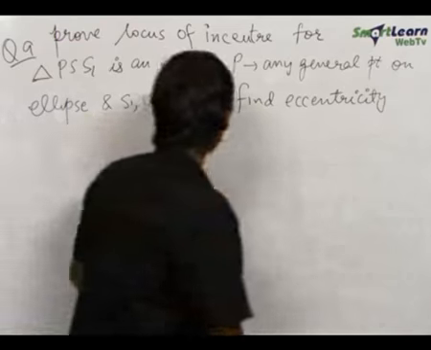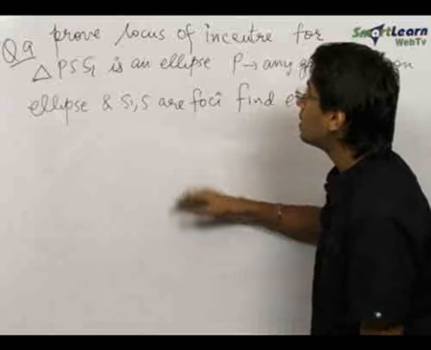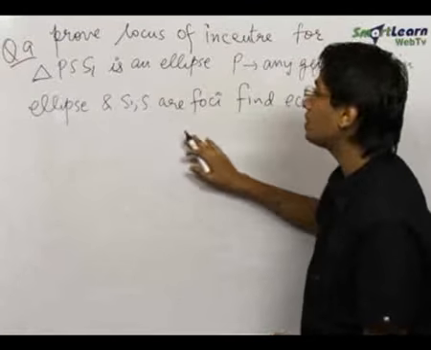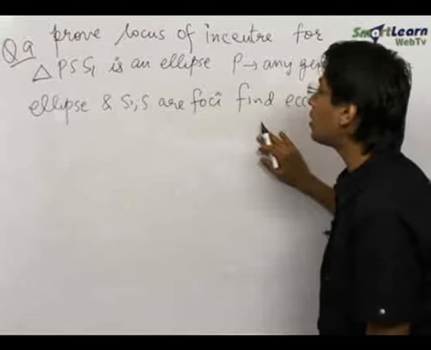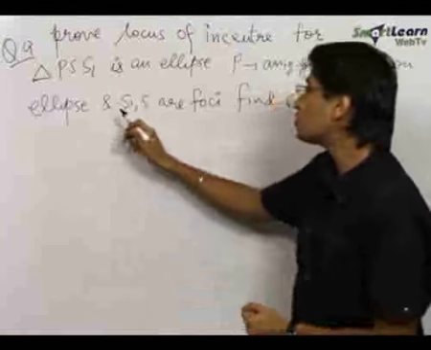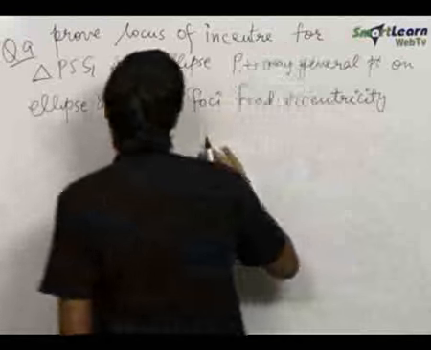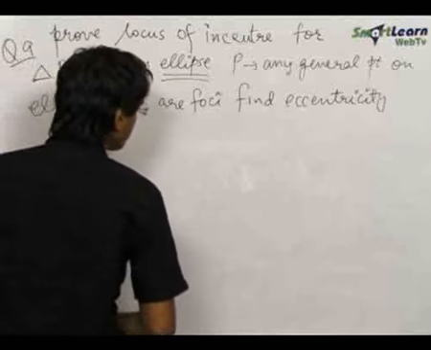So next problem is a very good combination of a triangle and an ellipse. We need to prove that the locus of the incenter for the triangle PSS1 is an ellipse, where P is any general point on the ellipse x square by a square plus y square by b square is equal to 1, and S1 and S are the two foci of the ellipse. And also we need to find the eccentricity of the ellipse that we have proved.